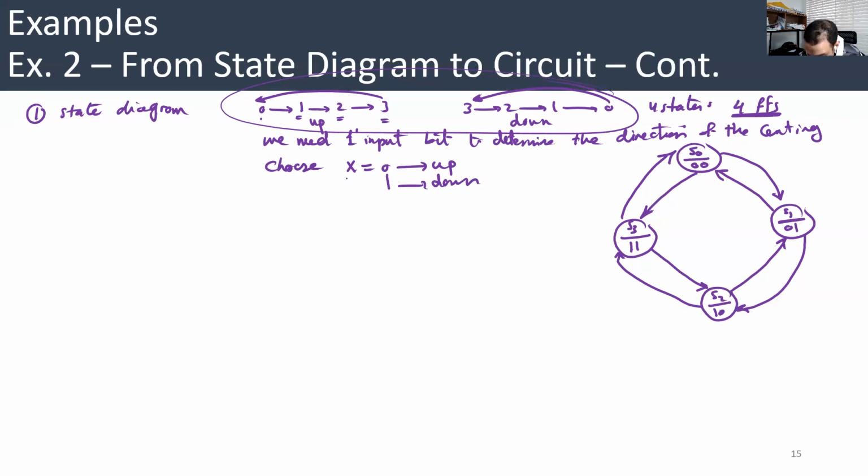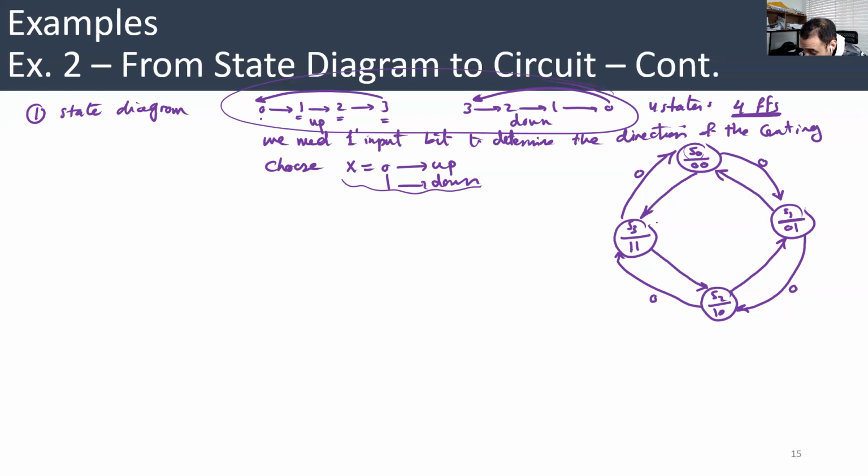So let's use this newly deduced information to complete our state diagram. So we chose that when X is 0, we count up. So if we are in S0 and the input is 0, we go to S1, in which the output is 0, 1, which is 1. If we are in S1 and the input is 0, we go to 1, 0, which is 2. If we are in S2 and the input is 0, we go to 1, 1. If we are in S3, where the output is 1, 1, and the input is 0, we reset to S0 again, which is output 0, 0.